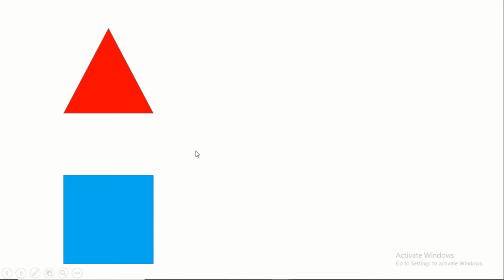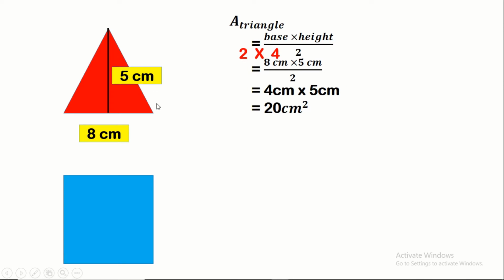In this video, we're going to learn about shaded areas. Let's start together. As you see, we have here a triangle of base 8 cm and height 5 cm. So the area of this triangle is base times height over 2. We say it's 8 cm times 5 cm over 2.